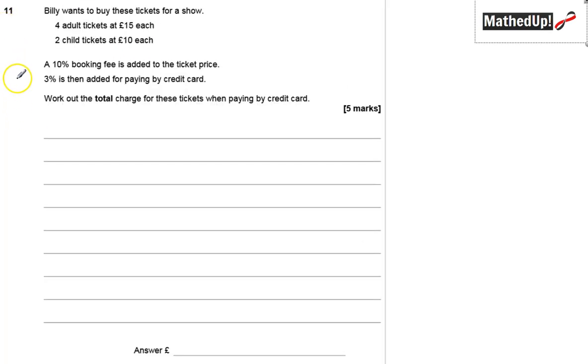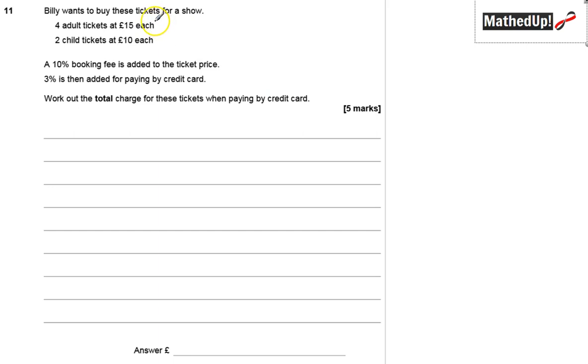Question 11. Billy wants to buy these tickets for a show. 4 adult tickets at £15 each and 2 child tickets at £10 each. A 10% booking fee is added to the ticket price. 3% is then added for paying by credit card. We need to work out the total charge for these tickets when paying by credit card.